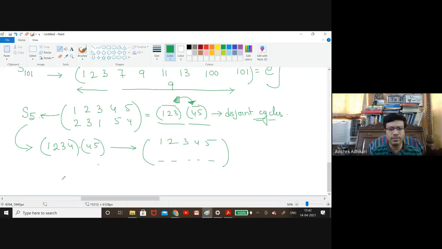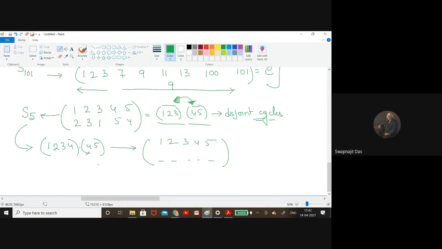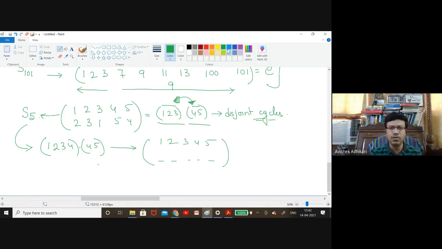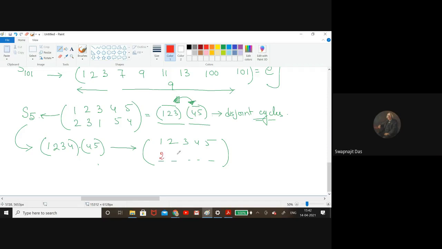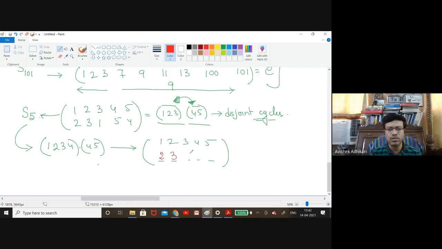The other way around. From this, 2, 3, 4, 5, 1. Somebody told me, how much? Could you please repeat? 1 goes to 2, 2 goes to 3, 3 goes to 4, 4 goes to 5, 5 goes to 1. Okay. Remember, if you have intersection, that means these four elements are common.